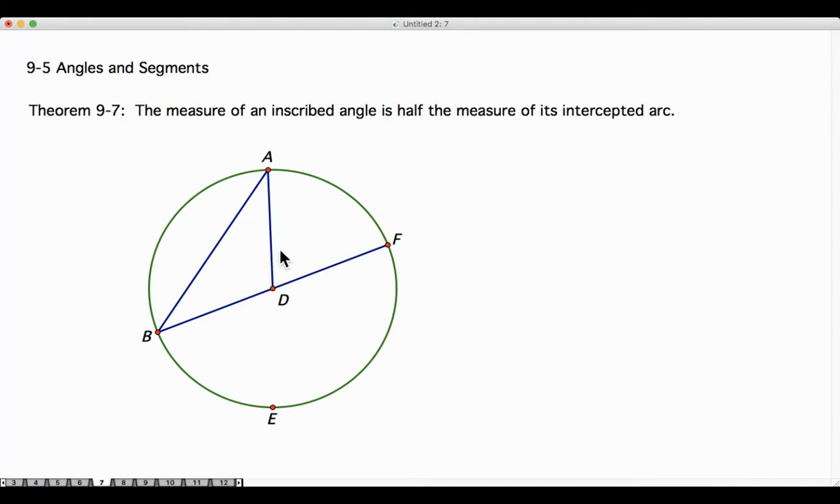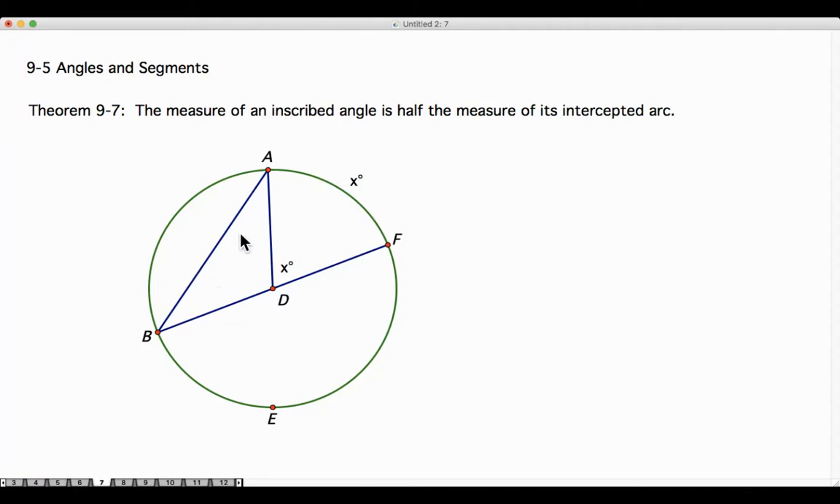And let's think about what's true about this angle versus this arc. If this angle has, let's say, x degrees, then this arc right here is also going to be x degrees. The measure of a central angle is equal to the measure of its intercepted arc.